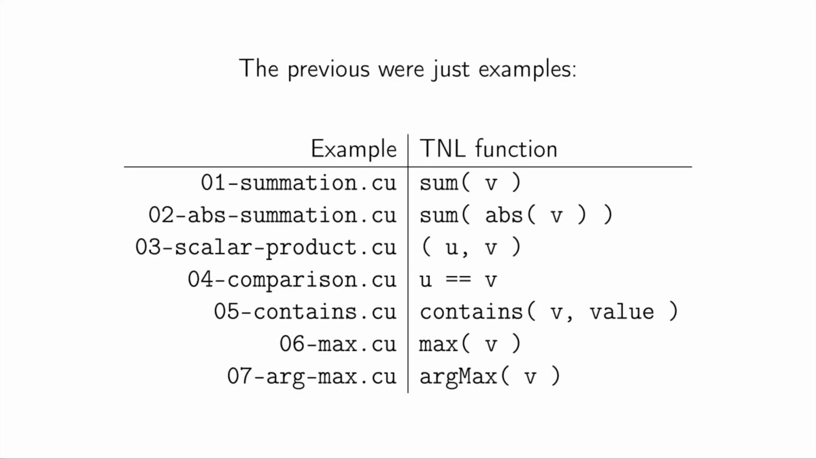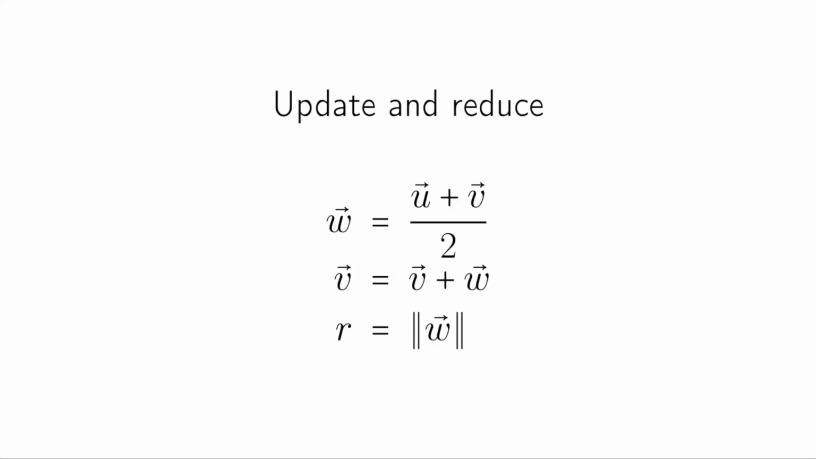value. I would like to emphasize that the previous examples only demonstrate how to use the reduce function. As shown in this table, all previous examples can be easily replaced with existing functions in TNL. In the last example, we will demonstrate an advanced use of the reduce function, specifically how to combine two kernels into one for a more efficient implementation.